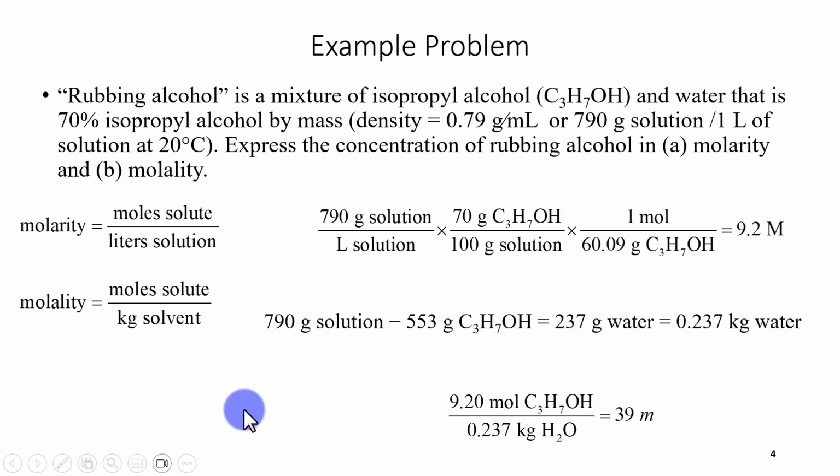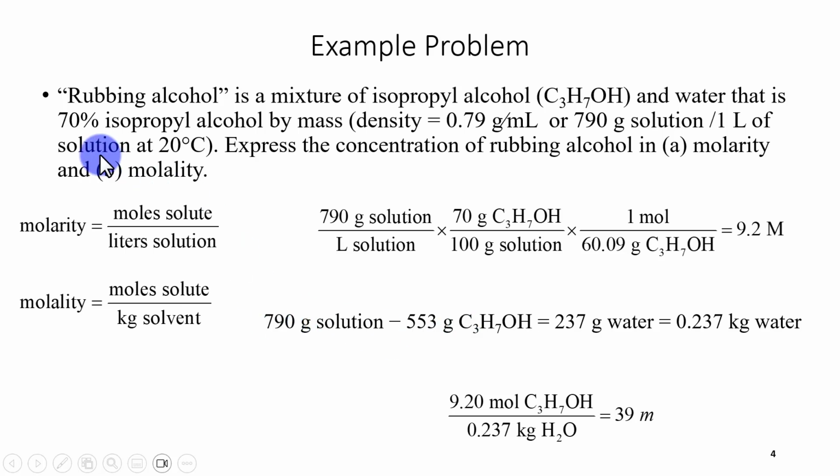So a couple of things to note here: what I have as density, I can write as grams per liter. If I write it as grams per liter, I have to multiply it by 1,000, so 790 grams per liter. This belongs to the solution. The 70% belongs to my mass percent, so it's solute over solution. And then the molar mass of my solute will convert all of this to molarity, moles per liter. And then I can take that 790 grams of solution, subtract the 553 grams.